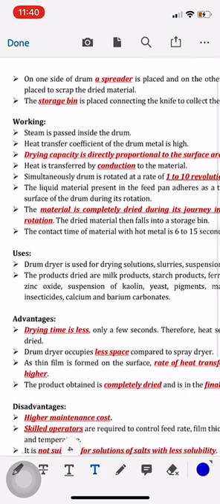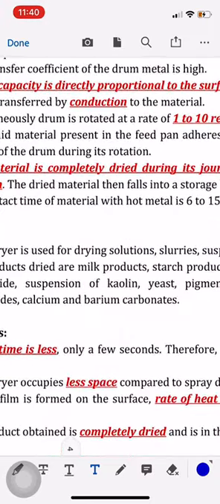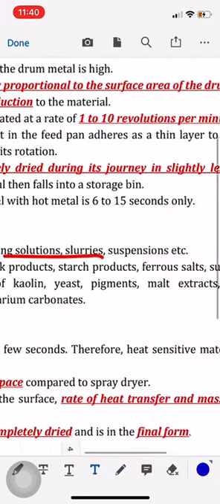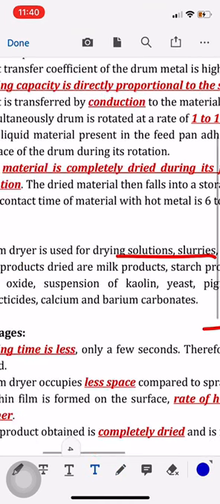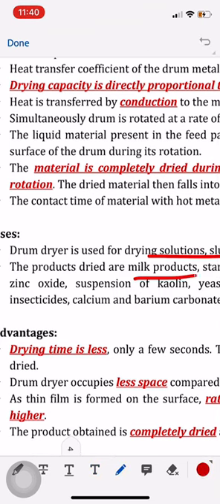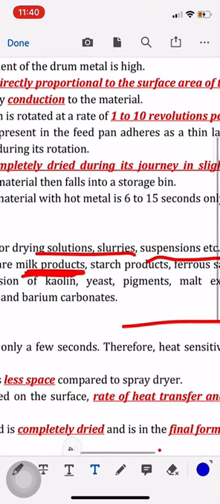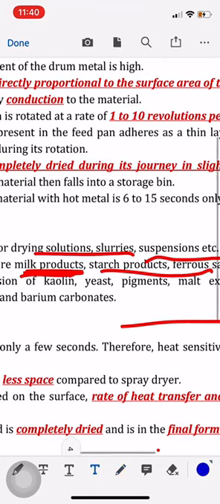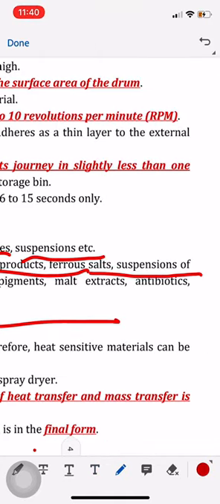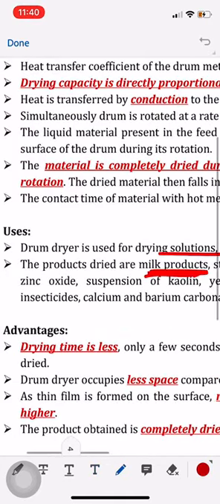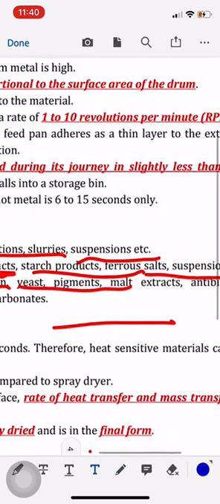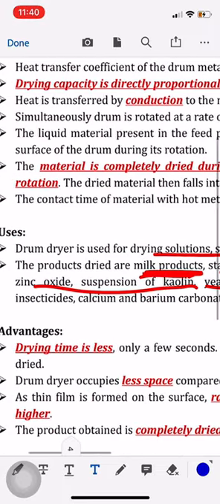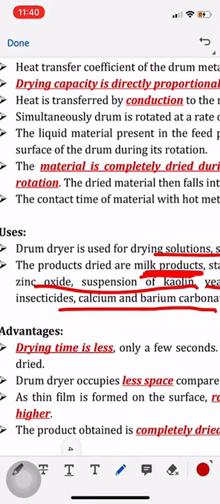Let's look at the uses. It is used for the drying of solutions, slurries, suspensions, etc. The important part, milk products can be dried by this method. Then also starch products, ferrous salts, suspensions of zinc oxide, suspension of kaolin, yeast, pigments, malt extracts, antibiotics, insecticide, calcium and barium carbonate. All these products can be dried by this method.